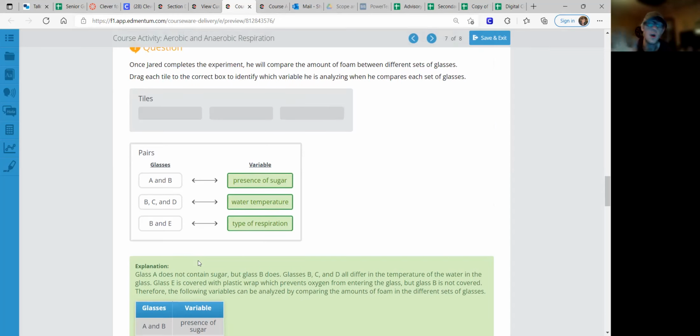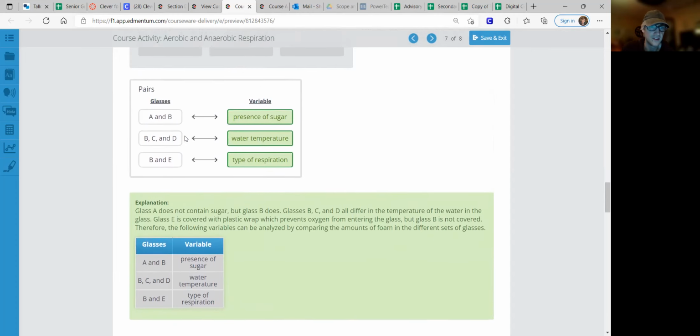And here's an easier explanation right there. A and B, presence of sugar. B, C, and D, water temperature. B and E, type of respiration.